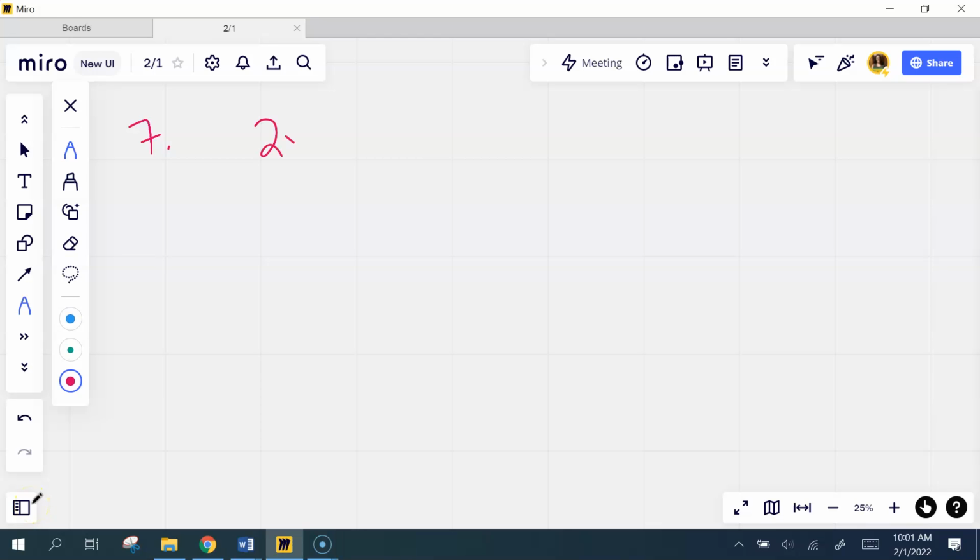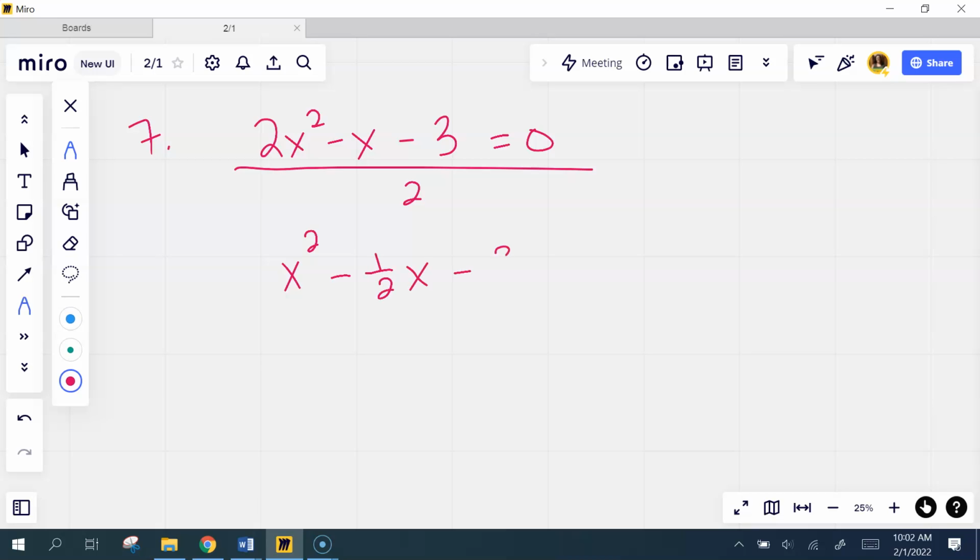The goal is to get rid of that leading coefficient, or move the 3. It doesn't matter which one you do first, but either one of the two. I'll go ahead and divide everything by 2 so that I have x squared minus, and this is going to be a little bit easier if you keep the fractions instead of trying to turn them into decimals. 1/2 x minus 3 over 2.